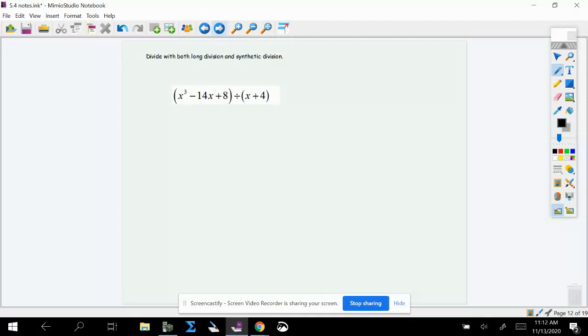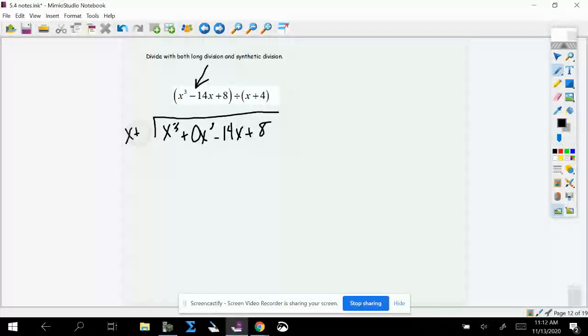This is going to be the last one that I do both ways. So we're going to set this up as a long division. We do need a placeholder. You'll notice there is no x squared. So we have x cubed, we have 0x squared, negative 14x, and 8. And we're going to divide by x plus 4.